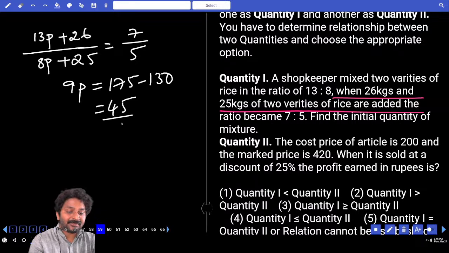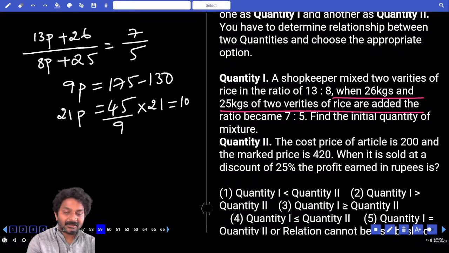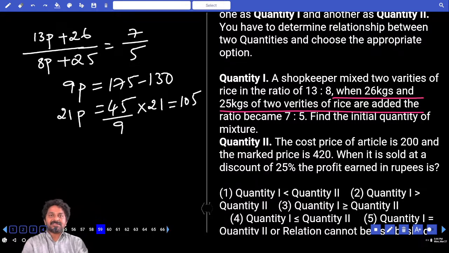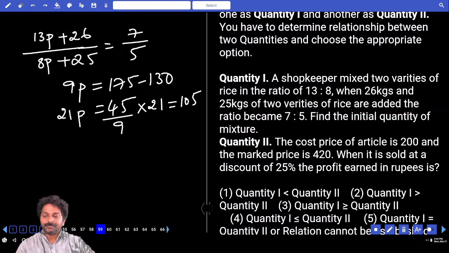1 part is equal to 45 divided by 9. And total we need to calculate: 21 parts into 9 into 21, which is 105. That is the initial quantity. Okay now? Next come to Q2.